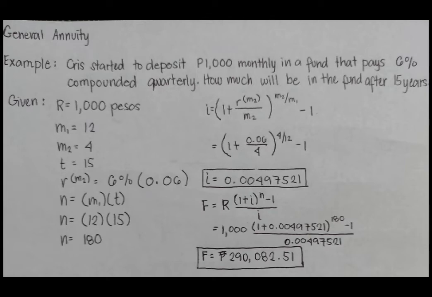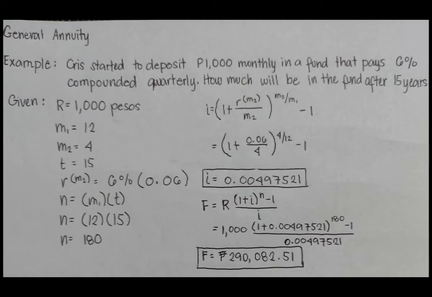So first, we need to indicate our given. So we have C equals 1000 as our regular payment, M sub 1 as our payment interval since we are going to pay monthly, so we have 12. Then our M sub 2, that is the compounding period which is quarterly, so M sub 2 is equal to 4. Then our time is 15 years. Then our nominal rate is 6%, and the value of n, which is M sub 1 times time, so we have 12 times 15 is equal to 180 as our n.